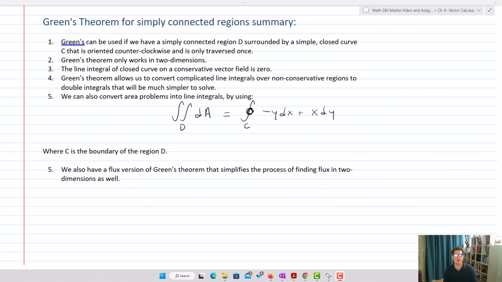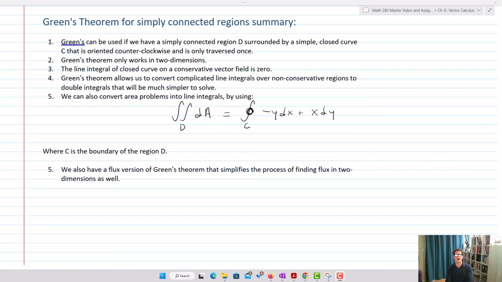Green's theorem for simply connected regions: it can be used if we have a simply connected region D surrounded by a simple closed curve C that's oriented counterclockwise and only traversed once. Green's theorem only works in 2 dimensions, so we're only going to be using this one in 2 dimensions. And the line integral over a closed curve in a conservative vector field ends up being 0 because, remember, when we're using Green's theorem, we're basically using Qx minus Py. Those two are equal to each other, so on a conservative vector field, everything zeroes out.